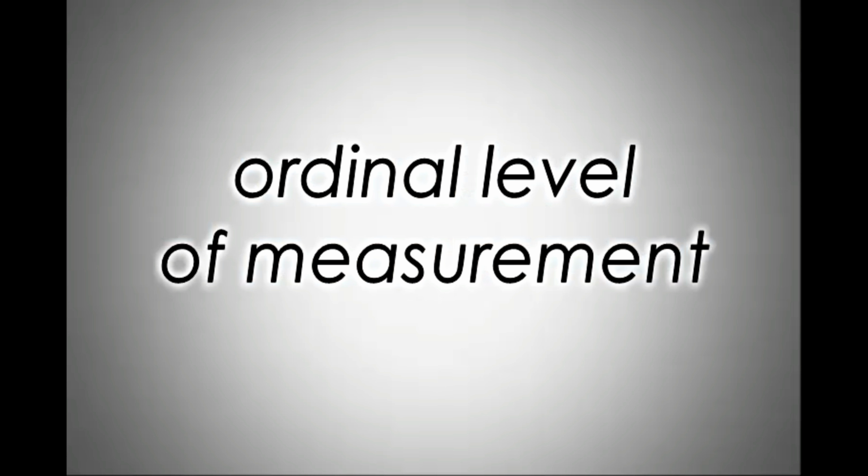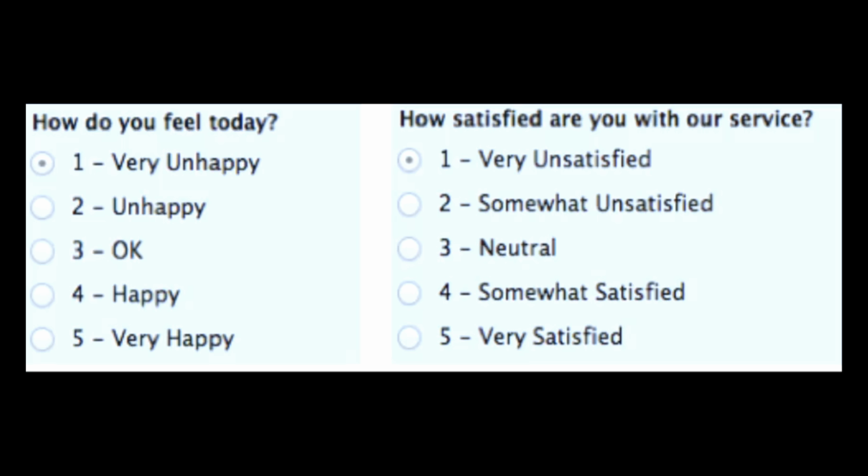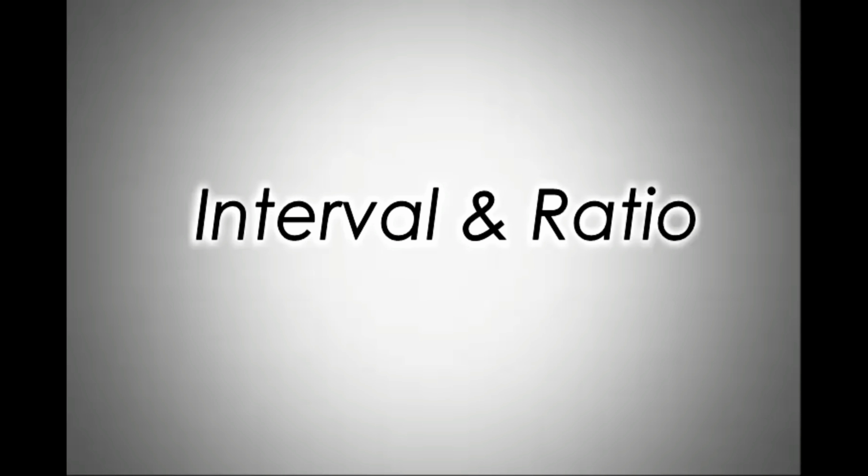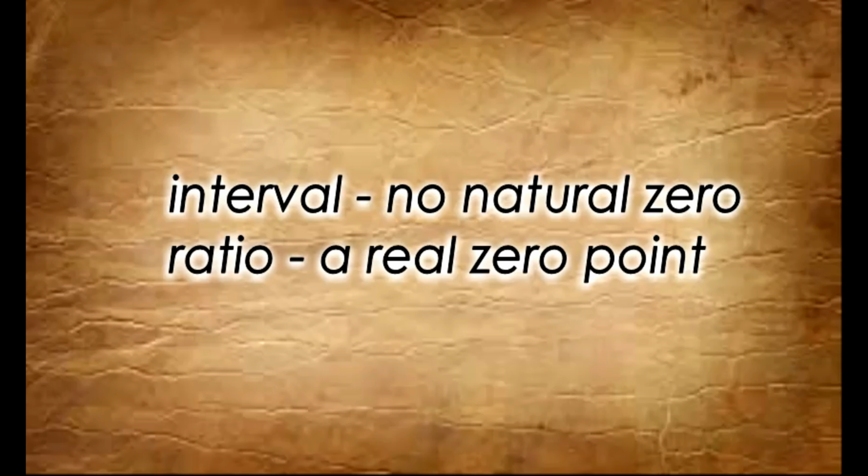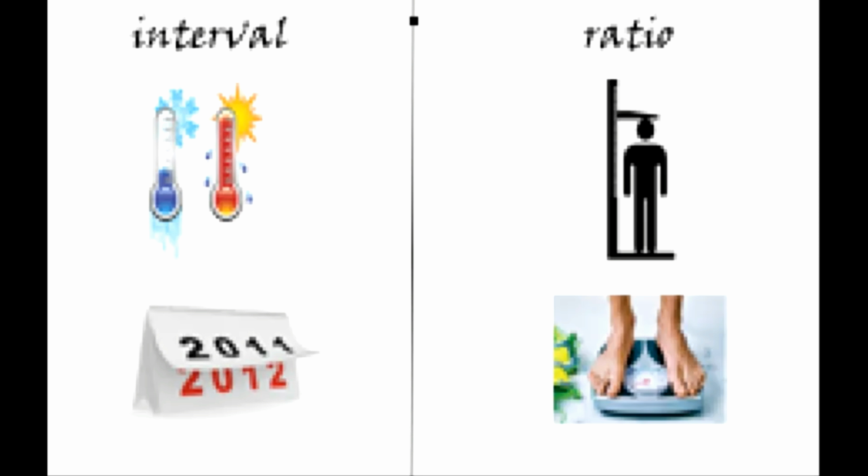However, ordinal is ordered position or ranking. Interval and ratio are quantitative variables. The difference between interval and ratio is that interval does not have a natural zero. However, ratio has a real 0 point. Example for interval is temperature.